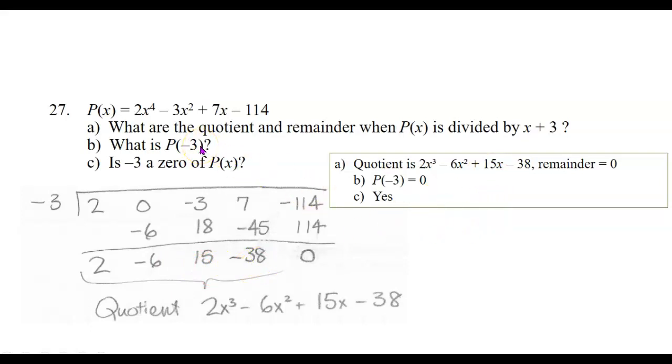What is p of -3? Well, you could plug -3 in for x and do the calculations, but we already know the answer. P of -3 is the same as the remainder we get when we go through the synthetic division with -3 out in front. And so it turns out to be 0. So is -3 a 0 of this polynomial? Well, yes, it is. That's what this means.